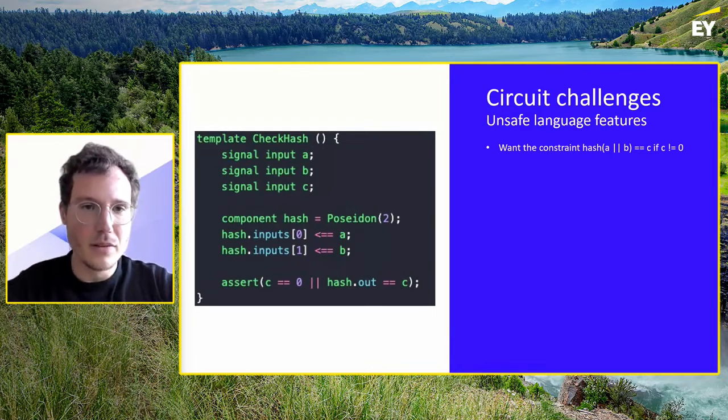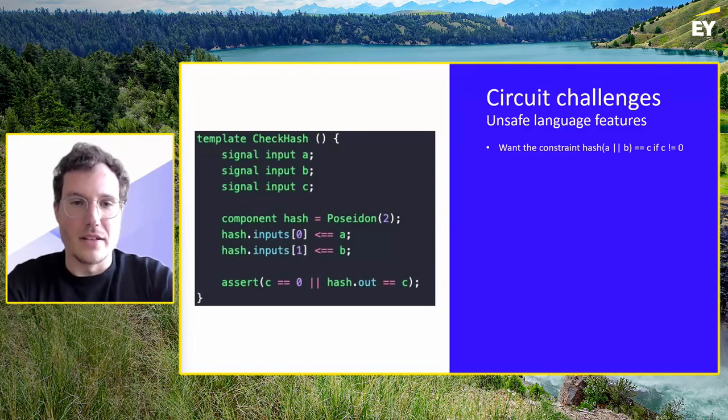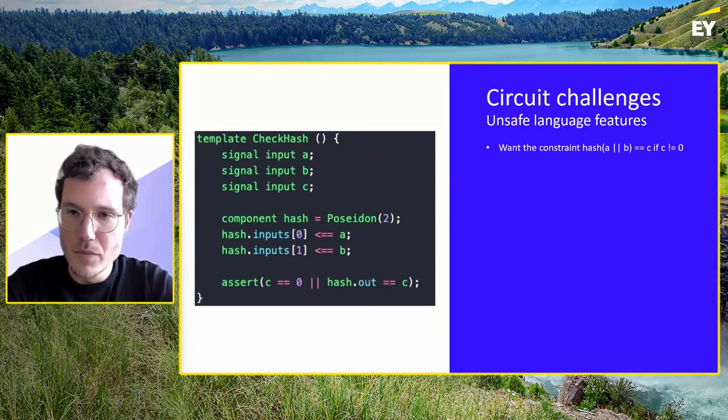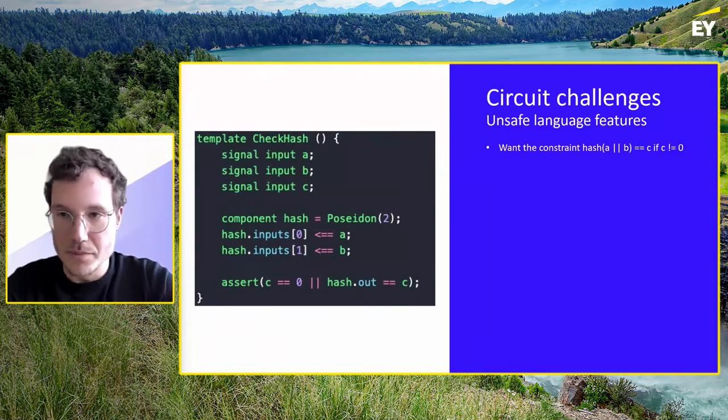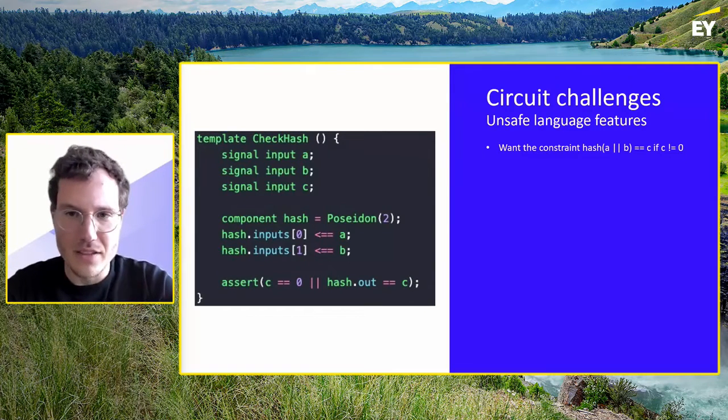And the last example: we want to ensure here that the hash of the concatenated values A and B is equal to C. We also want this constraint to not hold in the special case where C is equal to 0. And we have this very nice assert keyword in the Circom language, and it seems to simplify our life quite a bit because we don't have to write complex constraints.